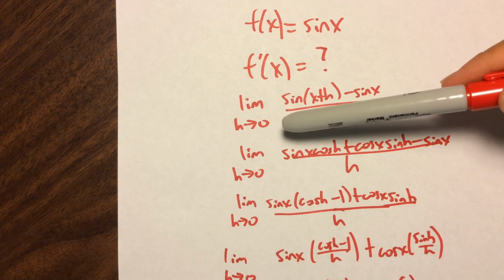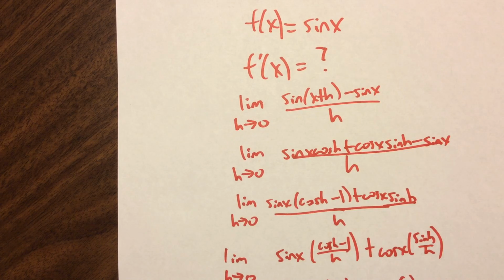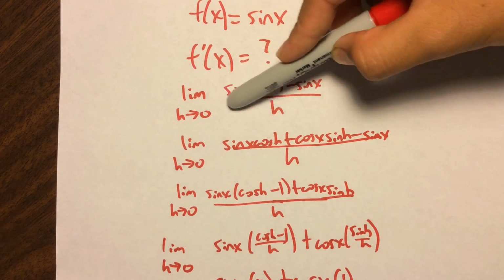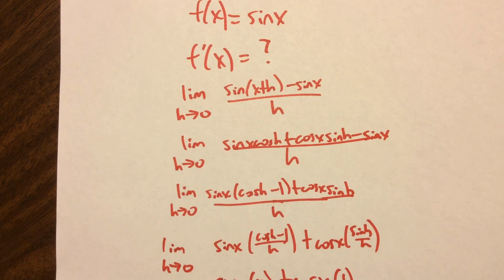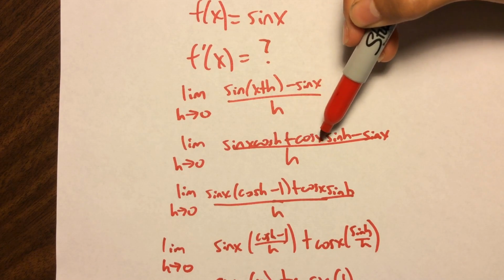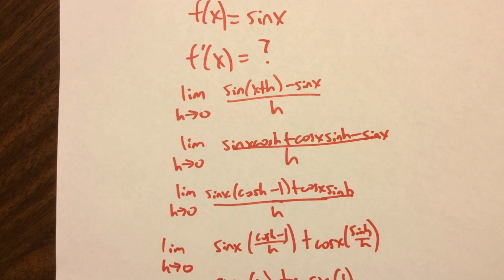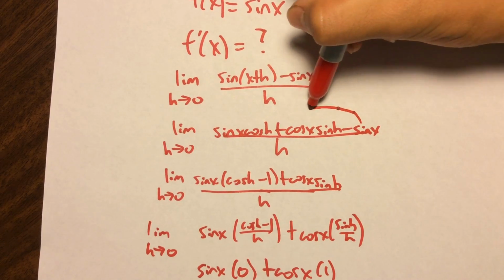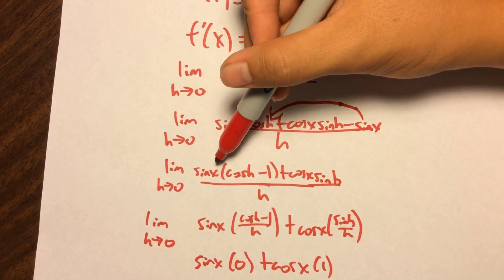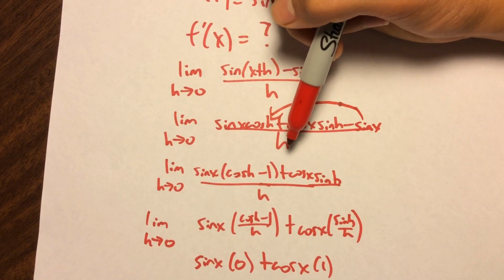So as limit of h goes to 0, we would have sine of x plus h minus sine of x over h. Then, to simplify it, we'd first expand this part using the sum and addition formulas. So then we would get sine of x times cosine h plus cosine x sine h minus sine x all over h. Then we can move this over and then distribute out a sine of x. So then we would get sine of x times cosine h minus 1 plus cosine x sine h all over h.